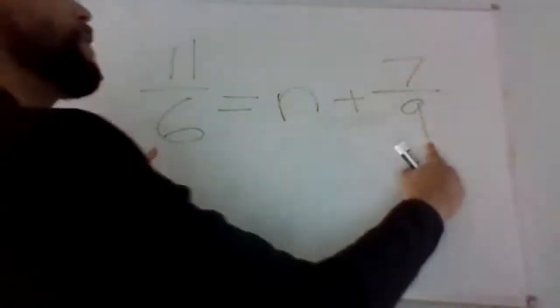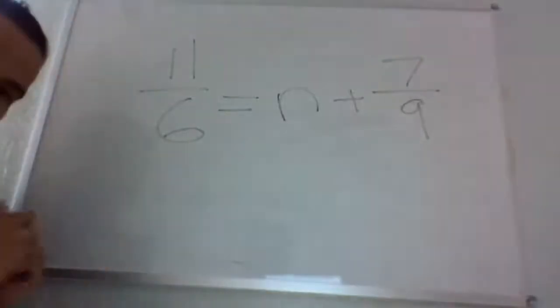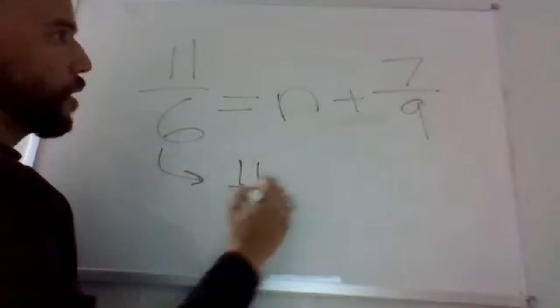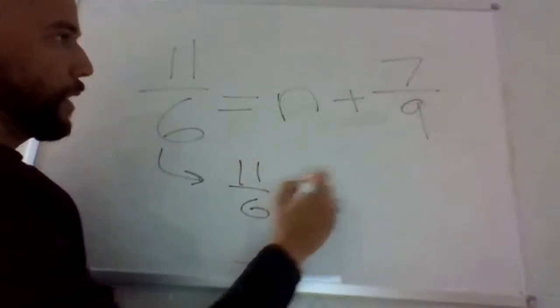Now, are these two fractions the same? Well, first we have to make them equivalent, then we can cancel it out, right? So how can I make these two fractions equivalent? By multiplying the bottom. Good. So let's rewrite these here: 11 over 6, and then 7 over 9.